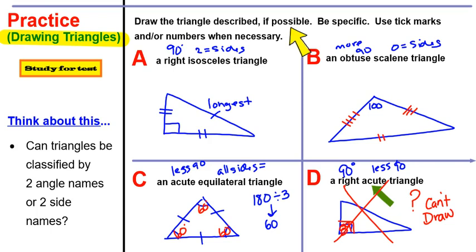This is one of those questions that we said at the beginning. If possible, draw that, and this is one that's not possible. And notice that both of those vocabulary words in that question were dealing with angles, and you can't actually draw a triangle that has two angle words in it. So over here on the side it says, can a triangle be classified by two angle names or two side names? And the answer is no, you cannot. You cannot draw a scalene isosceles triangle, and you cannot draw a right acute triangle. You can't have two different names.